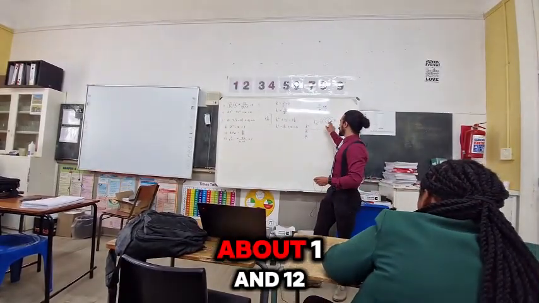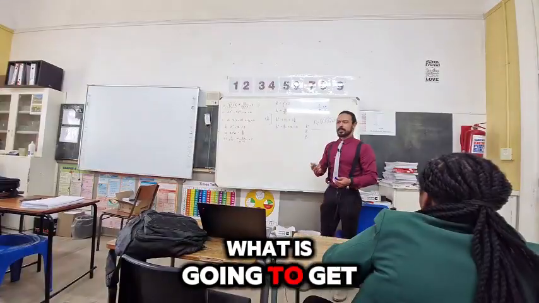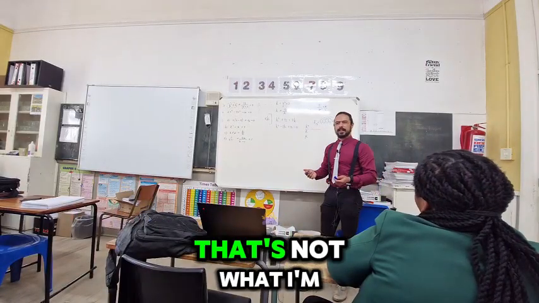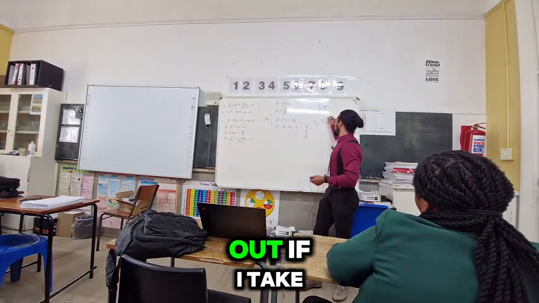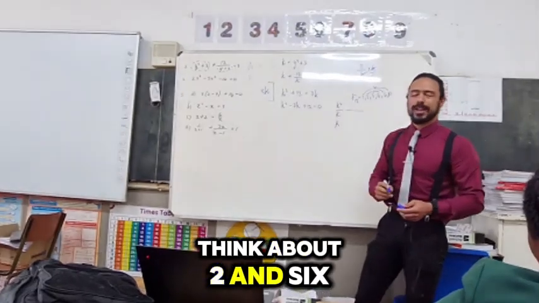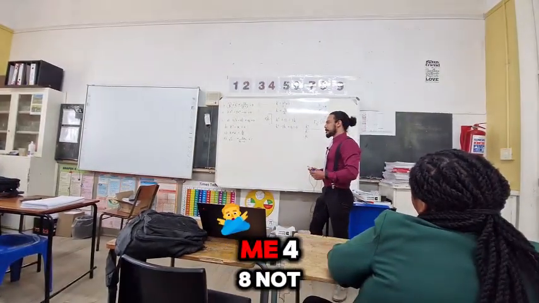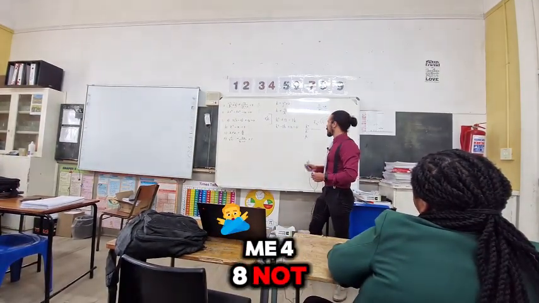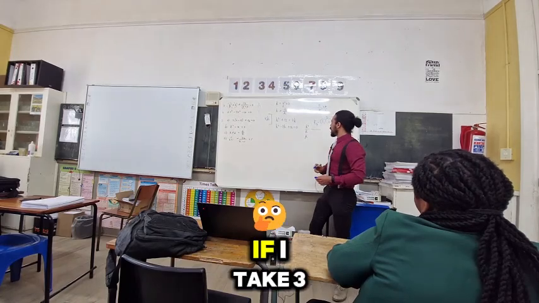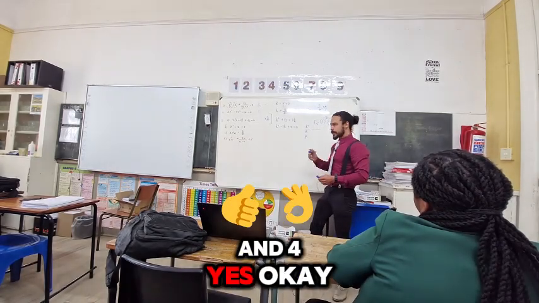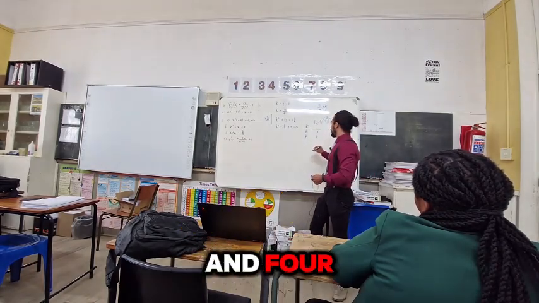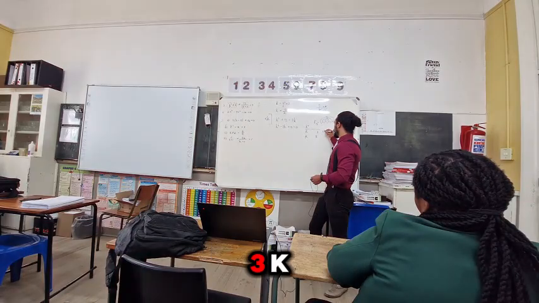So if I think about 1 and 12, what is it going to get me? It's going to get me either 13 or 11. That's not what I'm looking for, so that one is out. If I think about 2 and 6, it's going to get me 4 or 8. Also not what I'm looking for, so that one is not going to work. If I take 3 and 4, yes. Okay, so I'm going to write 3 and 4. So I'm going to cross multiply. So that's going to be 3K, and then this one is going to be 4K.